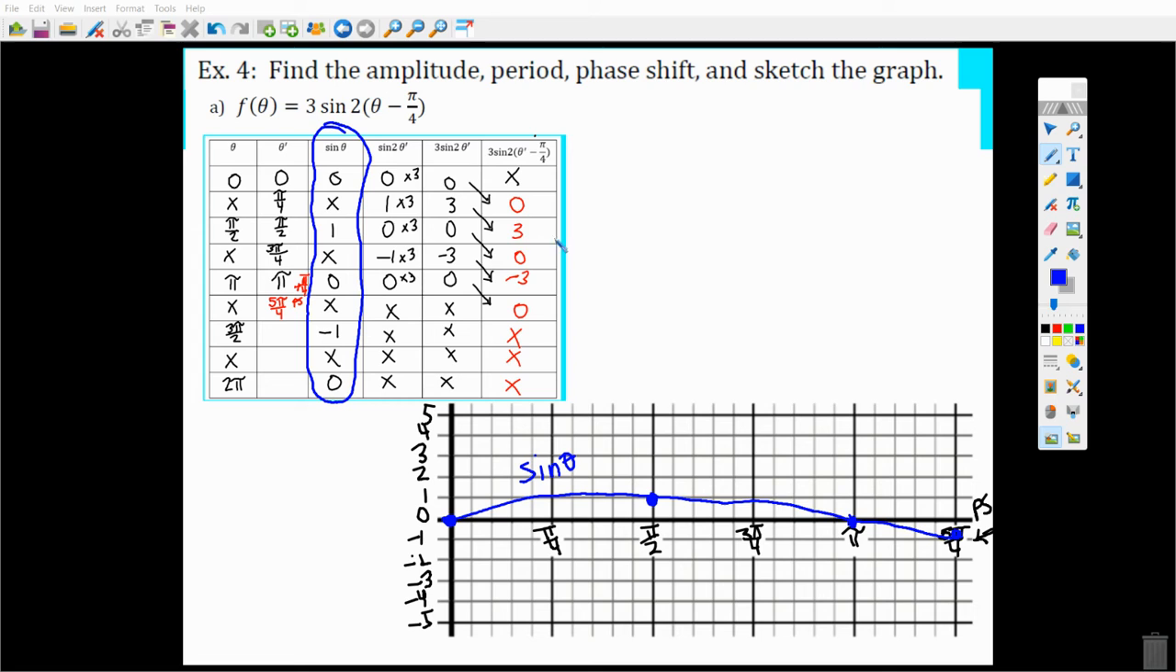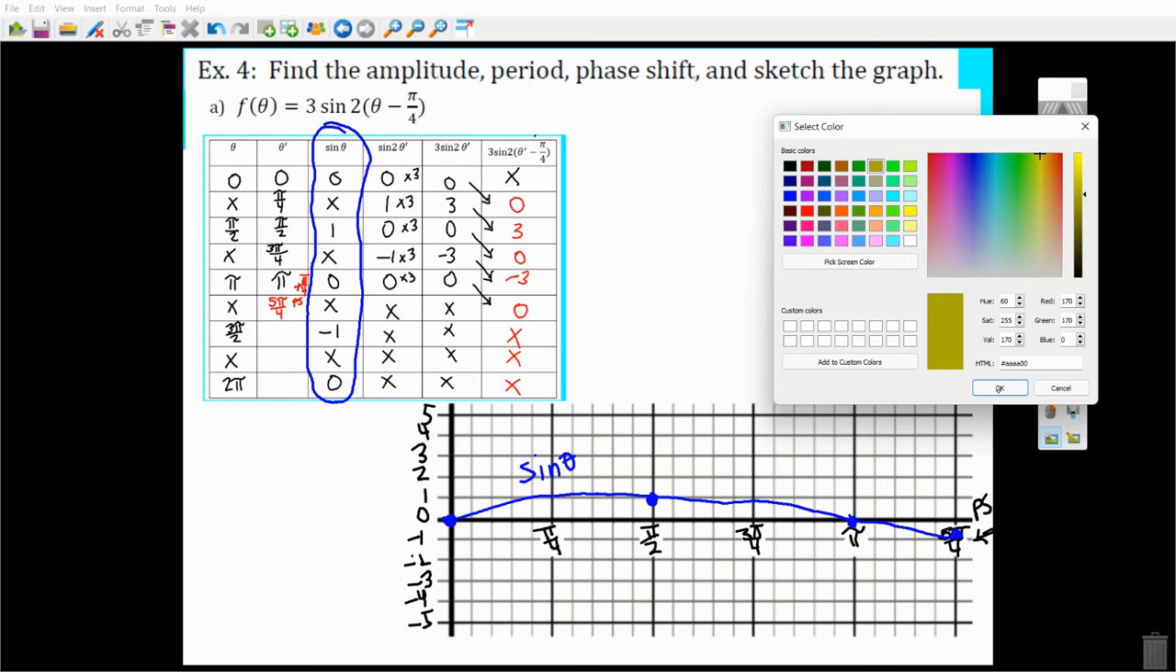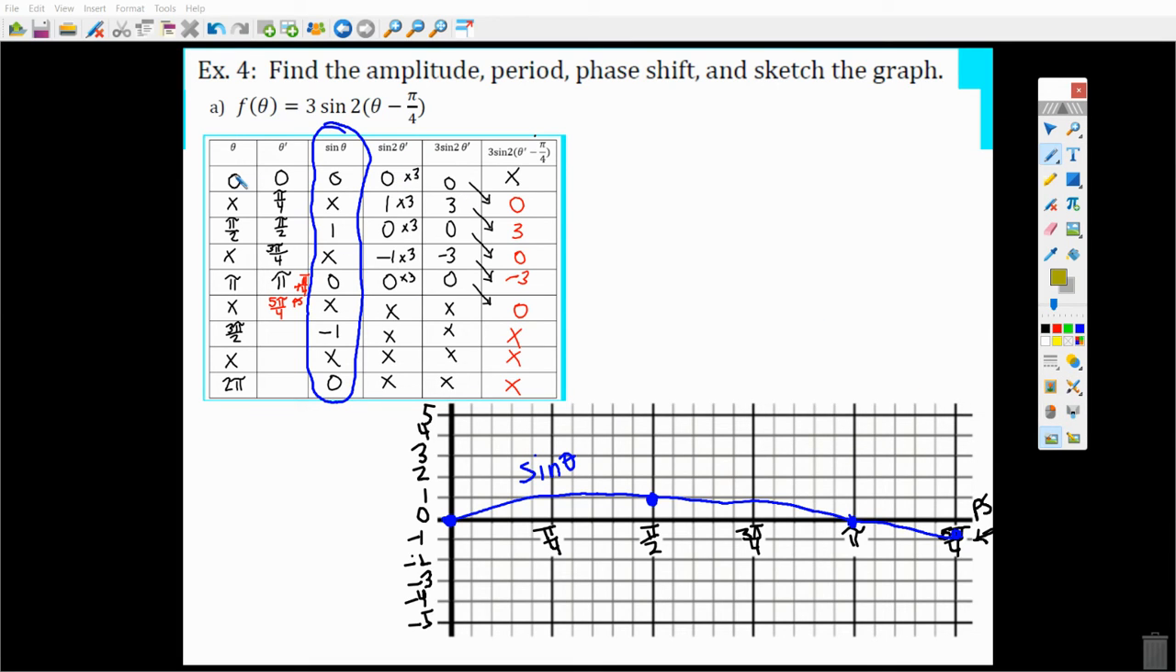So the next one I'm going to graph, I guess I will use that zombie green again. For this one, at 0, it's 0, for sine of 2 theta. At sine of 2 times pi over 2, where are we? Oh, here. We're using these numbers. Again, it gets confusing. I understand that. So we'll practice more when we get back because there is a review for both 4.5 and 4.6.